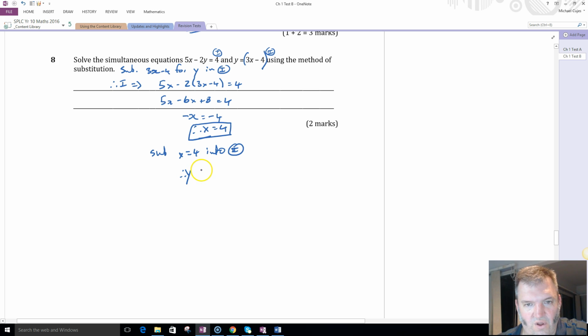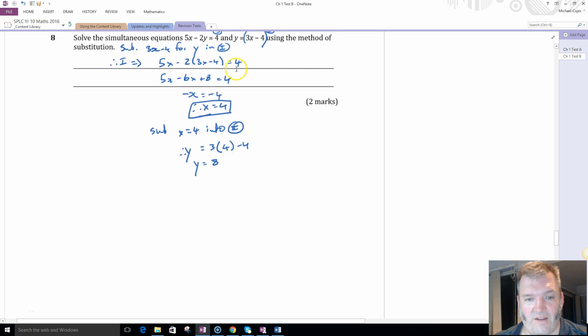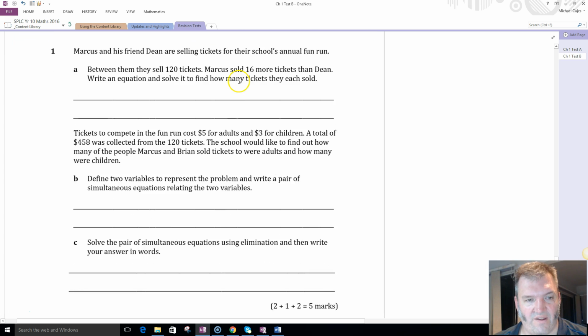So therefore, y is going to equal 3 times 4 minus 4. 12 minus 4 is 8. Does (4, 8) work for the other one as well? 5 4s are 20, minus 2 8s are 16, 20 minus 16, 4. You know you got it right. Check both of them. Good stuff.